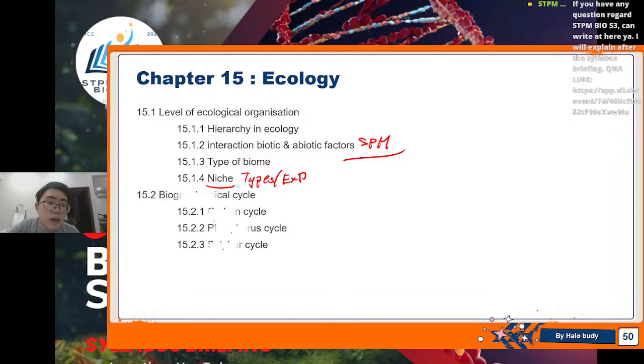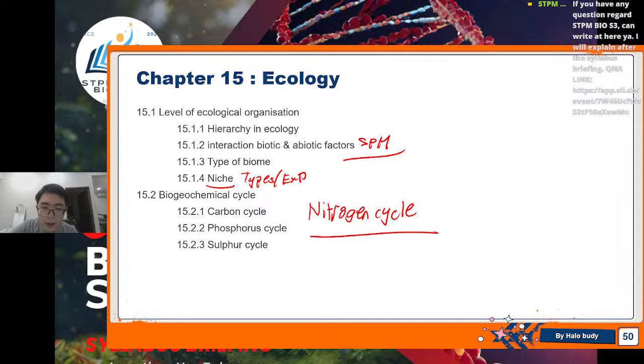Okay. Second topic is about biogeochemical cycle. Maybe you have heard this topic. Actually, in your SPM you already learned the nitrogen cycle, right? In the SPM syllabus you learn the nitrogen cycle. So the nitrogen cycle is actually one type of biogeochemical cycle.